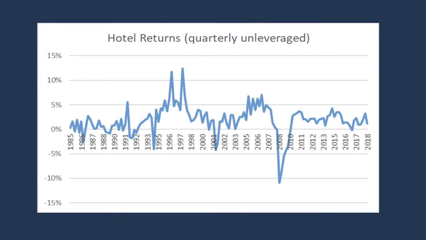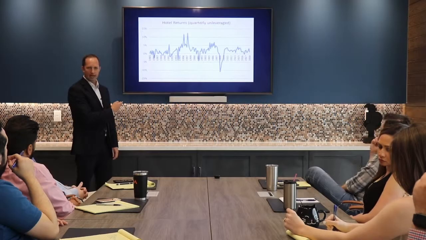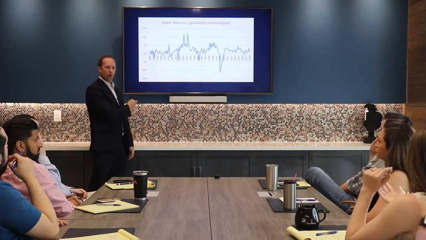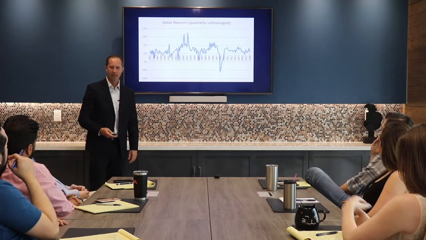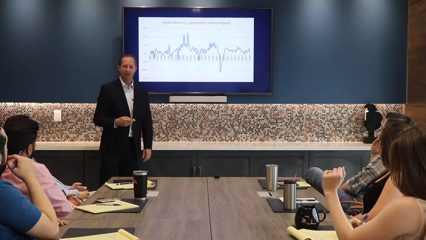Hotel returns. This is total returns. That one was cap rate. If you factor everything else out, this chart is on quarterly data. So the average quarterly return on this is between 2 and 2.5%. If you look annually, that's between 8 and 10%. That's consistent with a lot of the other ones.